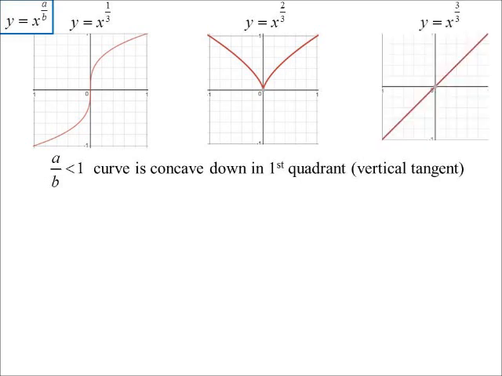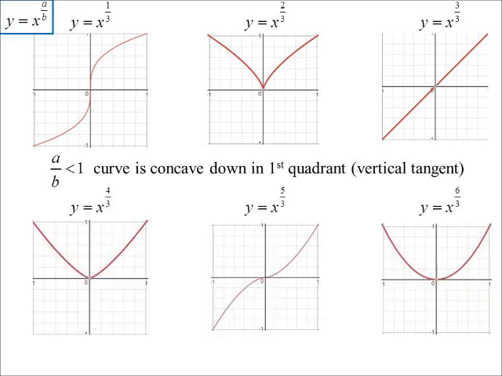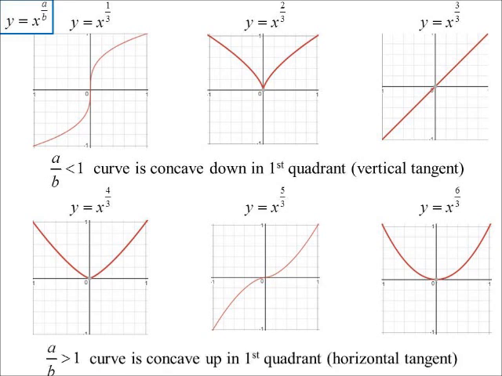Well, 3 over 3 obviously is just 1, so you get the straight line. But if that power now goes above 1, the concavity changes. So when you have x to the power of a number bigger than 1, in the first quadrant, you end up with a concave up graph. So you don't actually have a vertical tangent at that point. Okay? You have a horizontal tangent. All right. Why is that important?